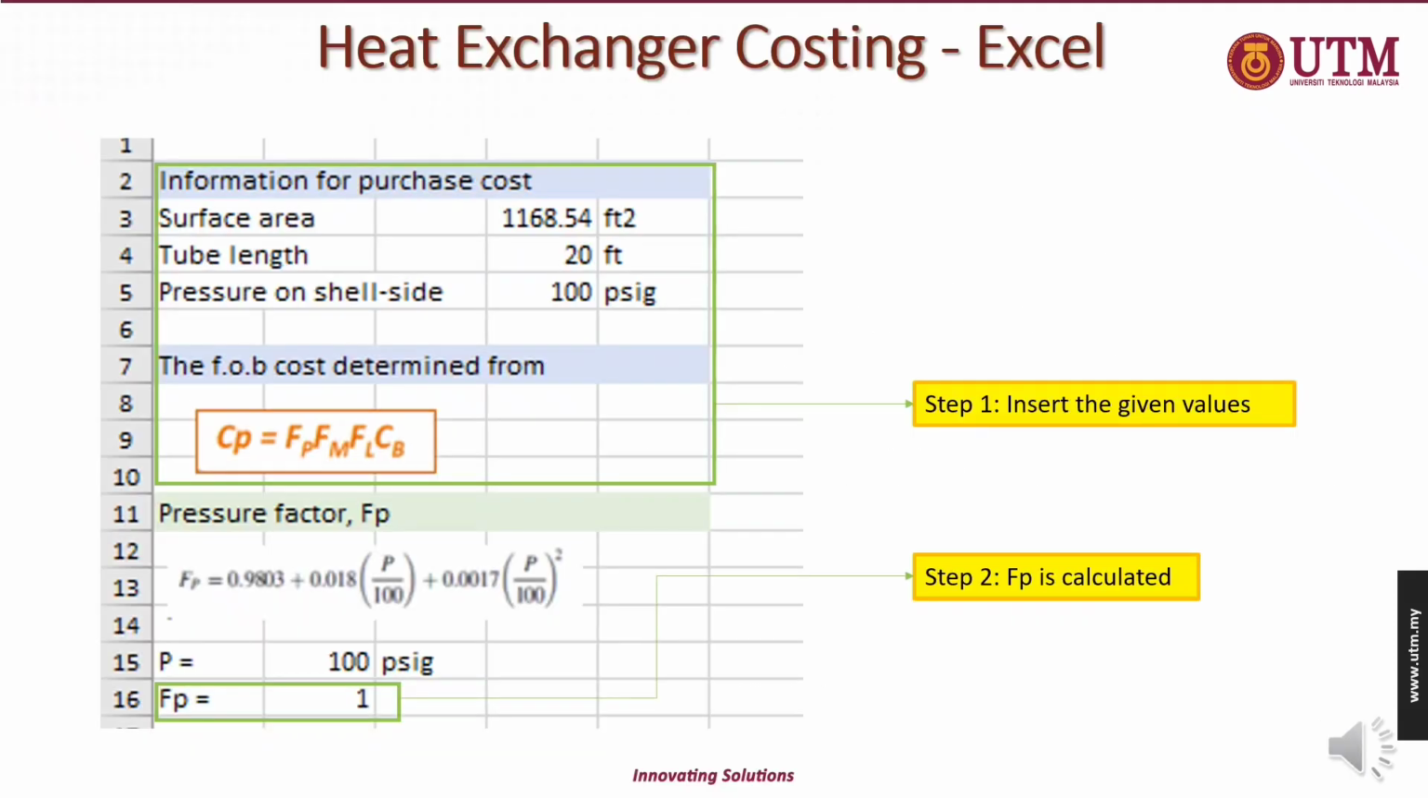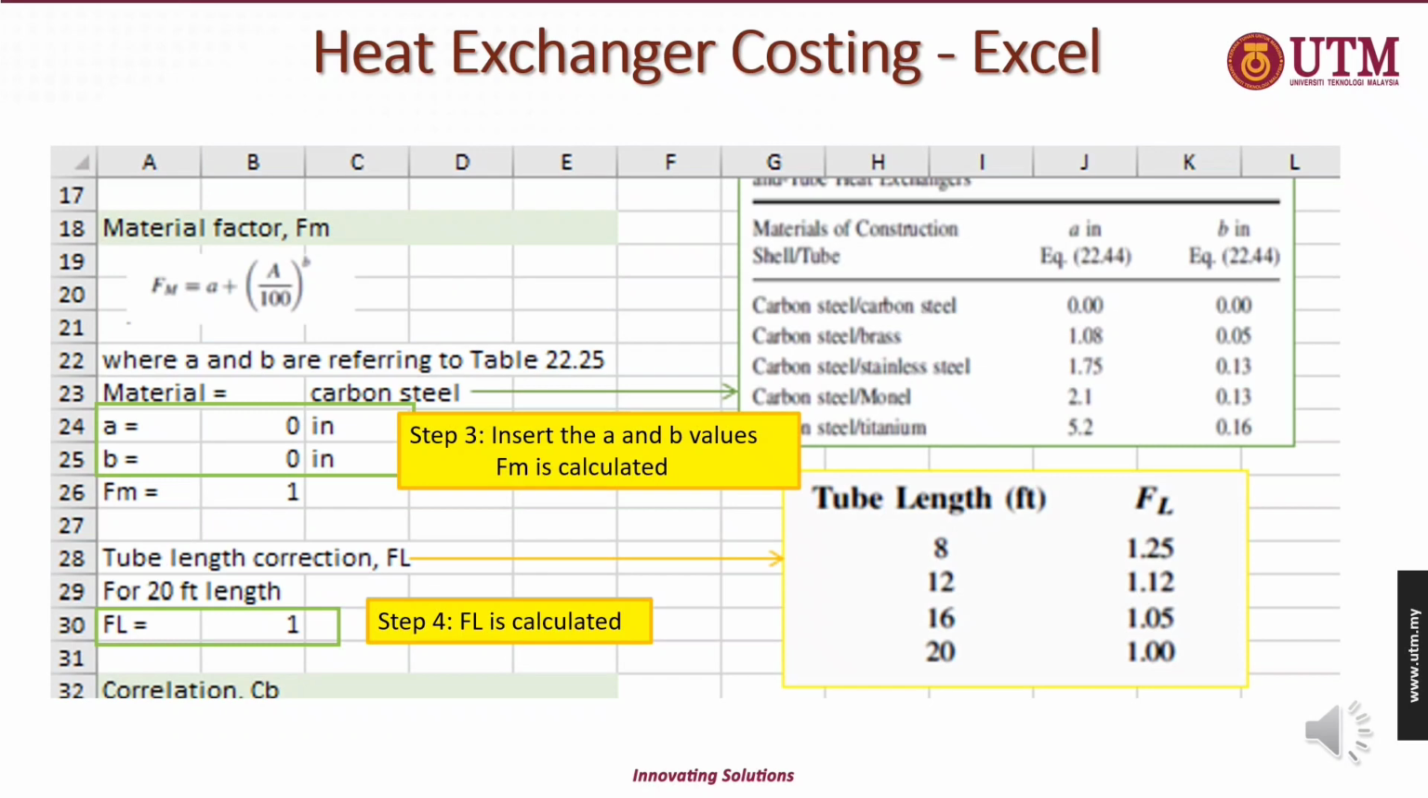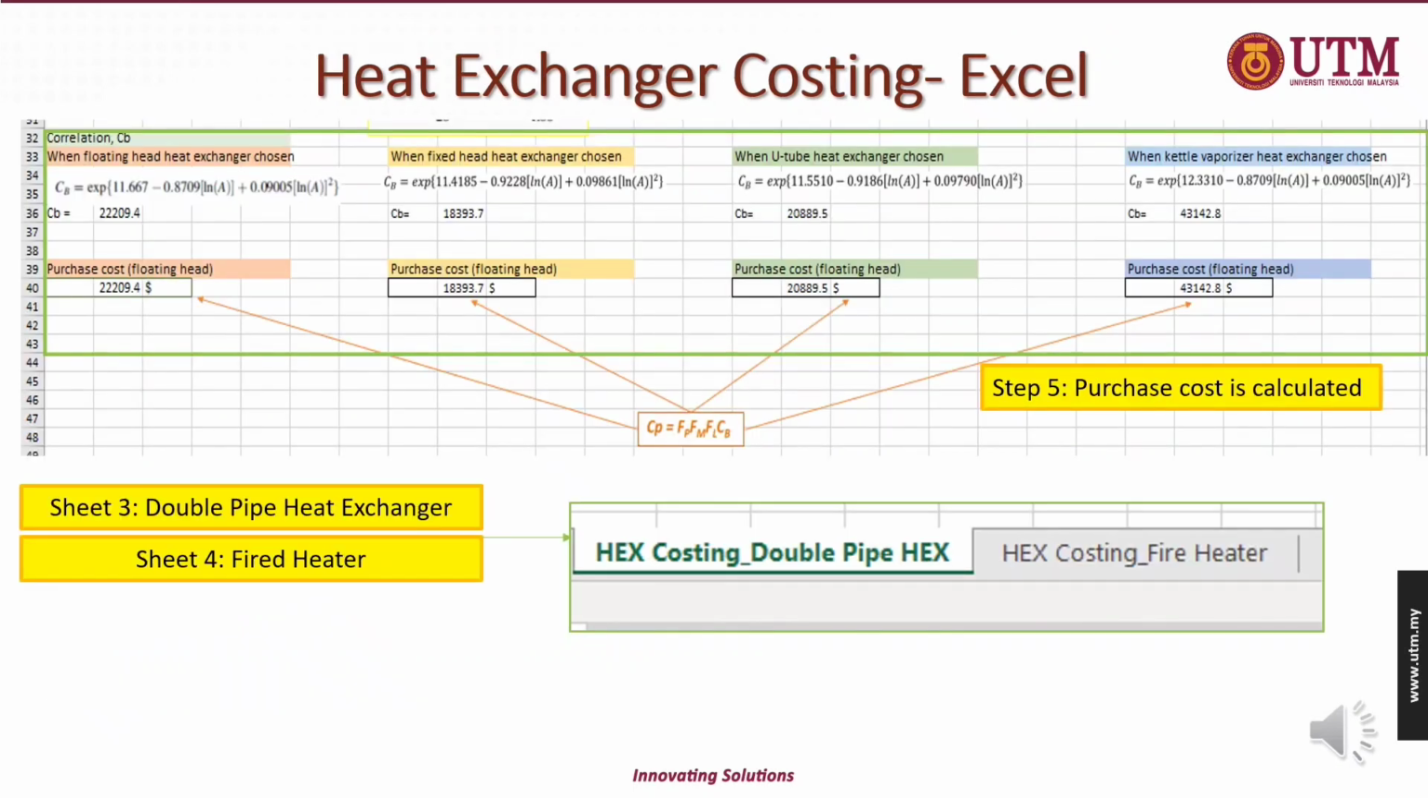For the heat exchanger costing Excel tool, we are using the shell and tube heat exchanger as the example as well. So we need to insert all the known values, and to calculate the cost, we need to calculate the pressure factor, material factor, tube length correction, and correlation value. Insert the A and B values and tube length correction value by referring to the tables provided. The correlation equation differs for different types of heat exchanger. Thus, you may utilize the equation stated based on the desired situation. You may also use the Excel tools in Sheet 3 and Sheet 4 to conduct the costing calculation for double pipe heat exchanger and fired heater.